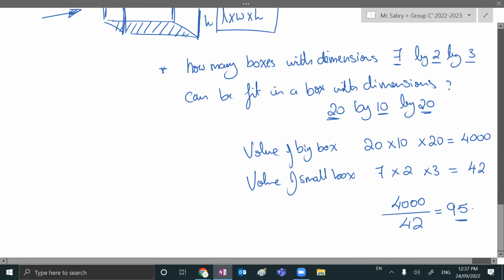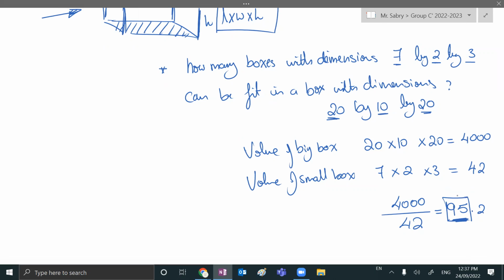Actually it's 95.2. So we can't have 95.2 boxes. Instead, we'll take the smaller number, we'll approximate to 95 only. So apparently the big box can hold up to 95 of the smaller boxes. Does this make sense? Okay, everyone else, does this make sense?